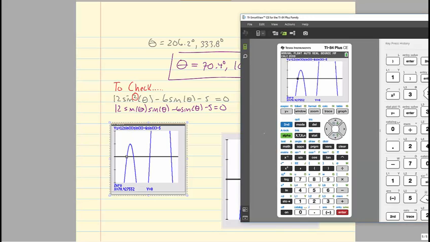Let's go back and let's find this one right here. So we go second calc, 0 again. Now where it says left bound, we want to be to the left of that second point. And then it says right bound, and we want to be to the right of that. Hit enter one more time, and it says 109.577.